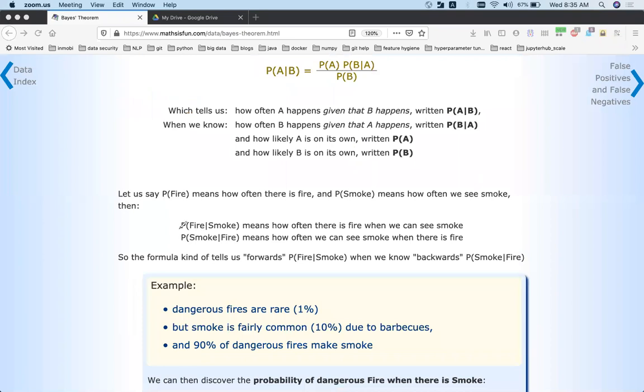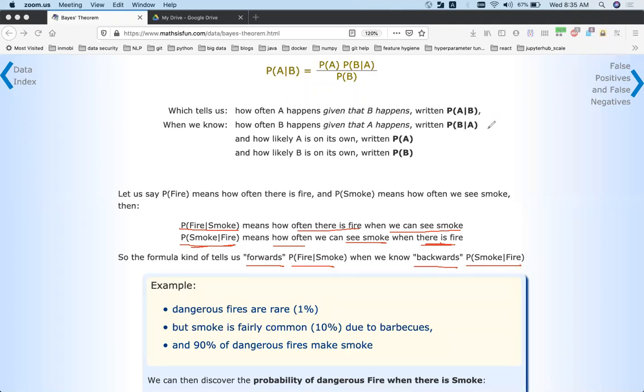The conditional probabilities are: P of fire given smoke means how often there is fire when we can see smoke. At the same time, P of smoke given fire means how often we can see smoke when there is fire. So the formula tells us forwards, P of fire given smoke, when we know backwards, which is P of smoke given fire. That is the confusing part.